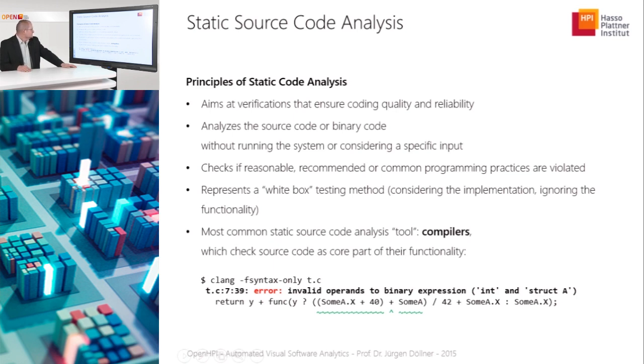Static code analysis takes place at a very deep level every time you compile your system. The compiler, in a sense, is the most prominent static code analysis tool. There are, of course, more sophisticated tools around that complement the functionality compilers provide. To give you just one example, here a Clang compiler is invoked and syntax only is checked for a given file, t.c, and in that file we have encoded an error, an obvious error.